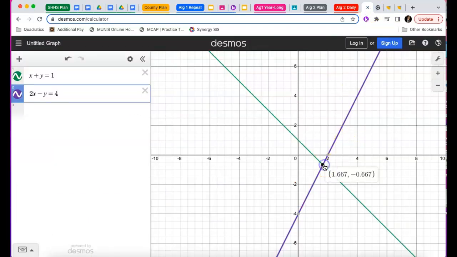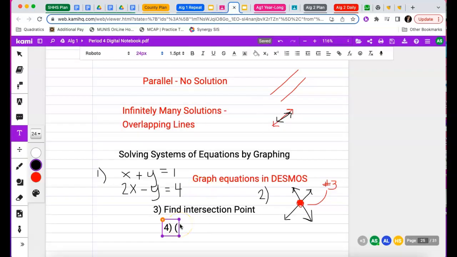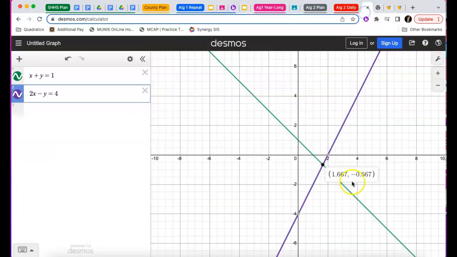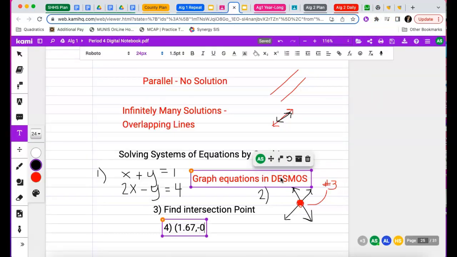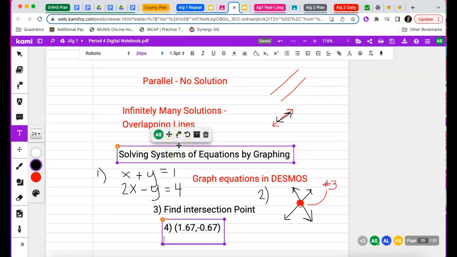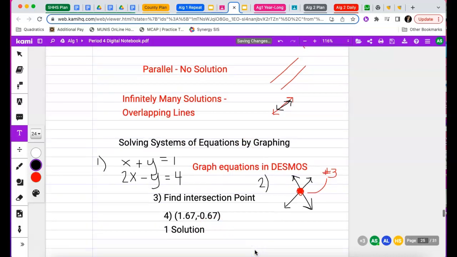So if we click on the solution in Desmos, we see that the x value of the solution is 1.67 if we round it, and then the y value of the solution is negative 0.67. And that is your solution. So there's one solution, and it is the coordinate 1.67 comma negative 0.67. That is where my two lines intersect.